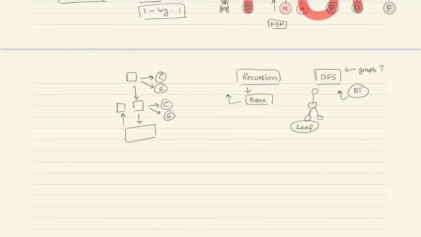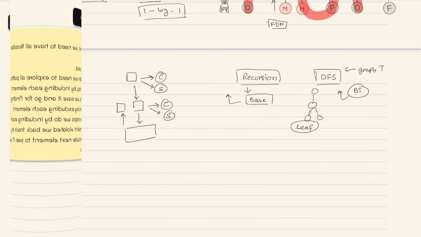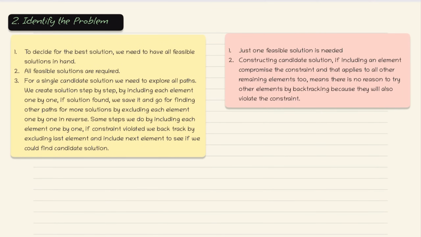Now let's see how we will identify whether a problem needs backtracking or some other coding pattern. Let's see what the possible points are to identify the problem. In this part we are going to talk about how we will identify the problem, that is, do we apply backtracking or should we move to something else. So these are the points which say yes, you have to use backtracking. And these are the points where it looks like we can apply backtracking, but we should not. Let's see each point one by one.